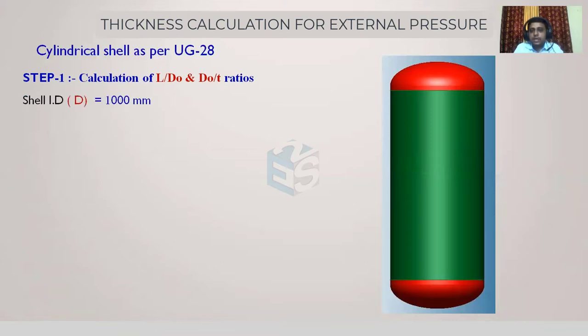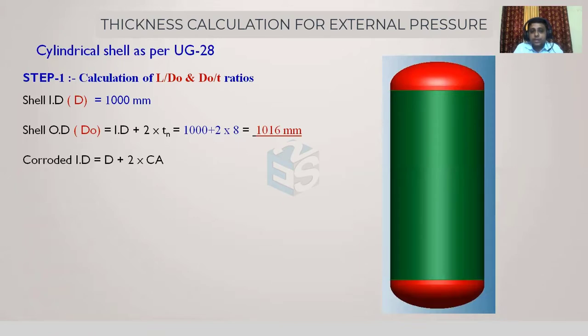Now we have the shell ID as 1000 millimeters, and the shell OD will be the shell ID plus 2 times the nominal thickness. So ID 1000 plus 2 into 8 gives us 1016 mm as our shell OD. Then the corroded ID is ID plus 2 times the corrosion allowance, 1003. In this example we are not going to use this value, but let us say we have calculated it.